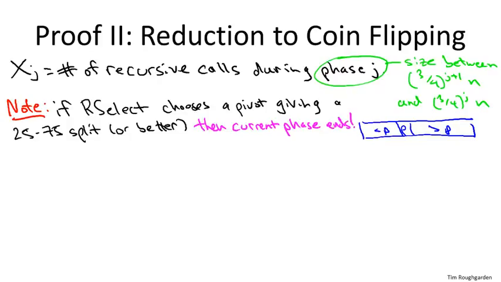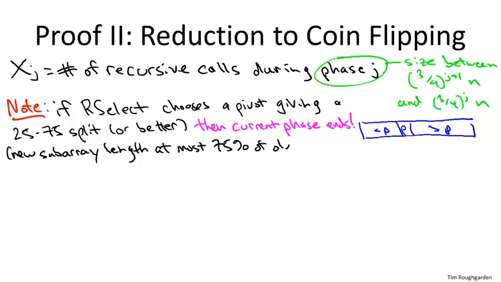Why must the current phase end? Well, if we get a 25-75 split or better, then no matter which case we wind up in, the algorithm is guaranteed to recurse on a subproblem that has at most 75% of what we started with. That guarantees that whatever phase we're in now, we're going to be in an even bigger phase when we recurse.